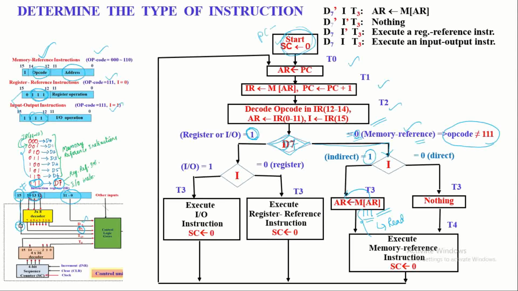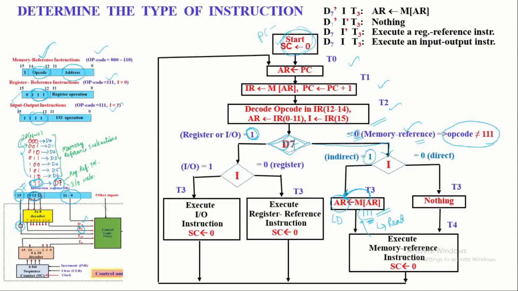Okay, so when these two are set, enabled by the control unit, and the load signal of the address register is also enabled, then this micro operation, that is transfer of effective address from the address specified by the address register from the memory, can be transferred to the address register. Okay, that is the effective address. Now it is available in the address register.